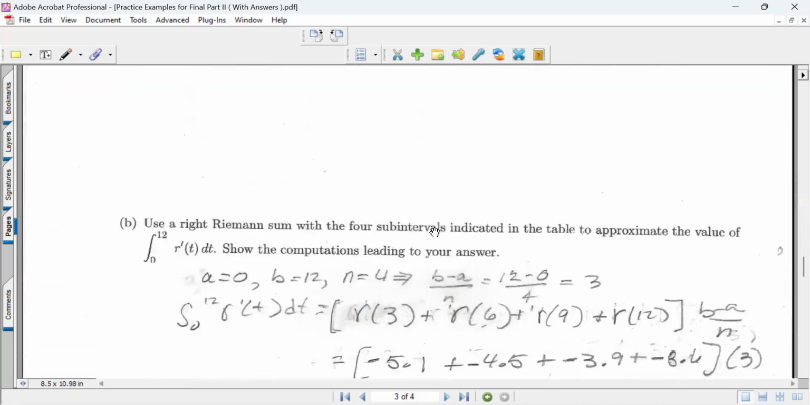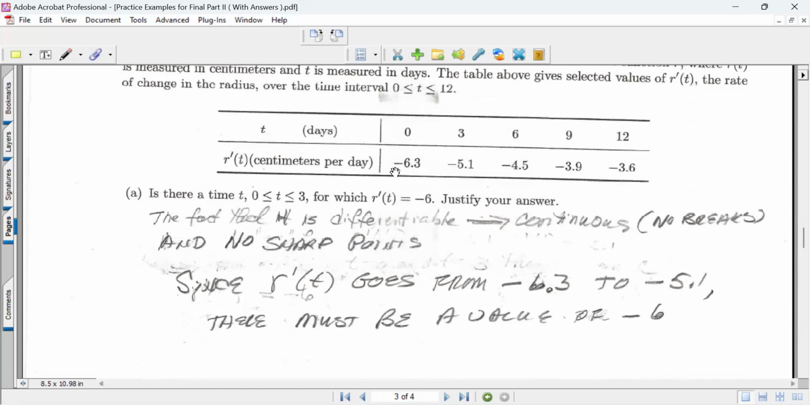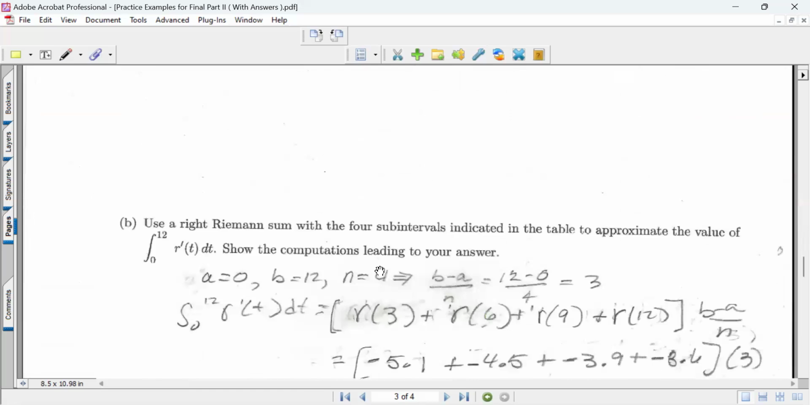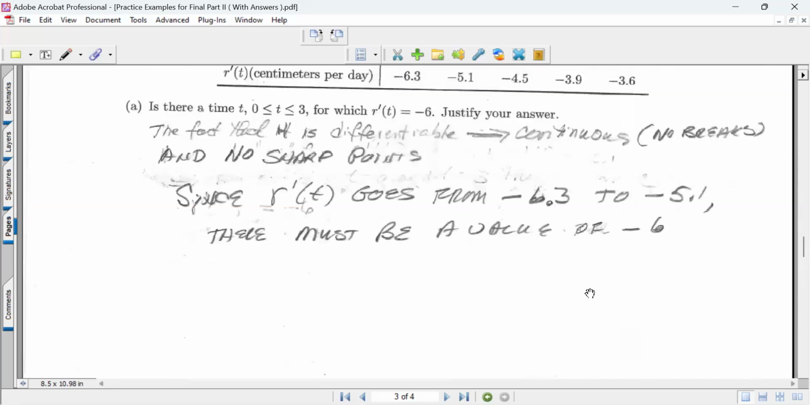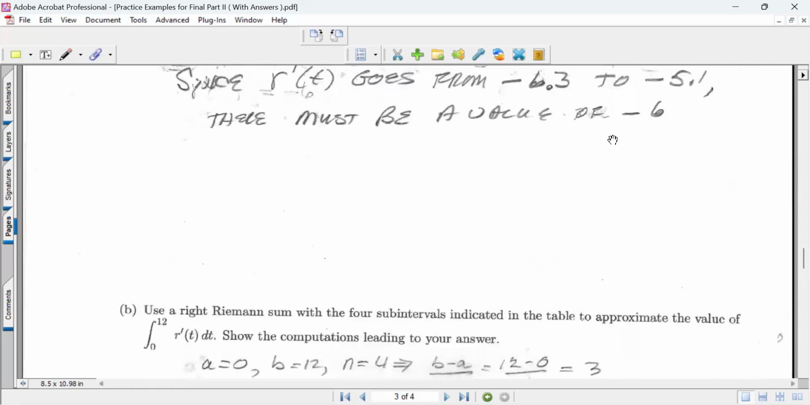And then it's asked us to use Riemann sums with n equals 4 using the right-hand method to evaluate, in other words, integrate this. So we're going from 0 to 12. So b minus a is 12 minus 0, intervals of 4, so we're going up by 3s. It's the right-hand method, so we're not going to use 0. We'll use 3, 6, 9, and 12 as our points.